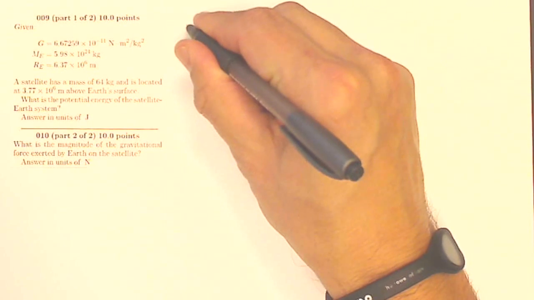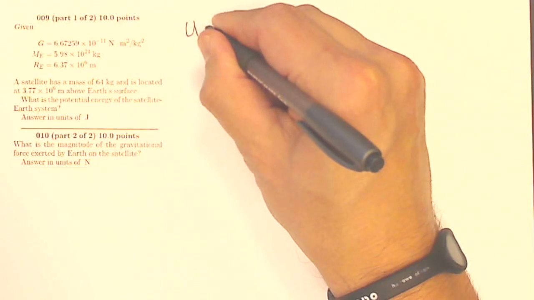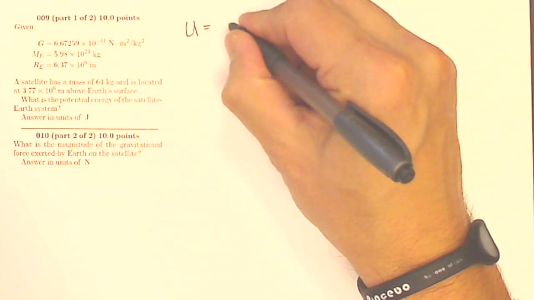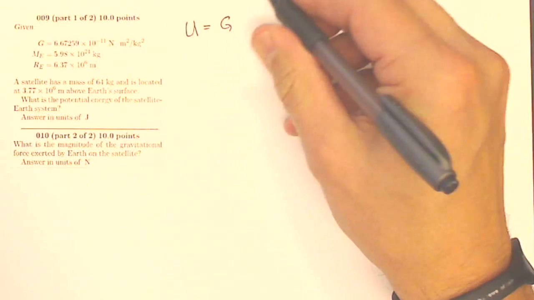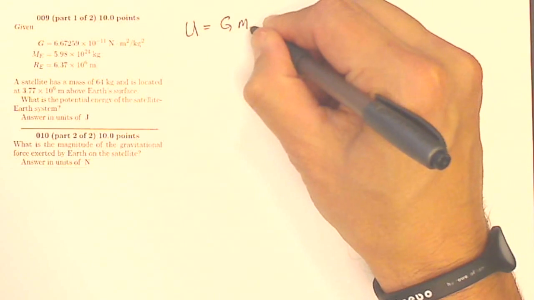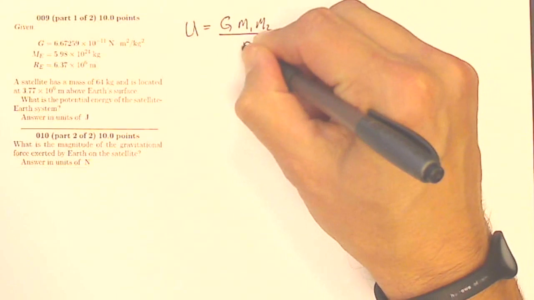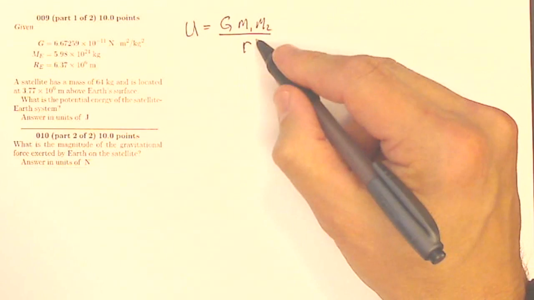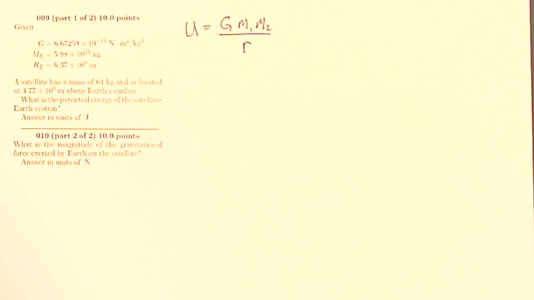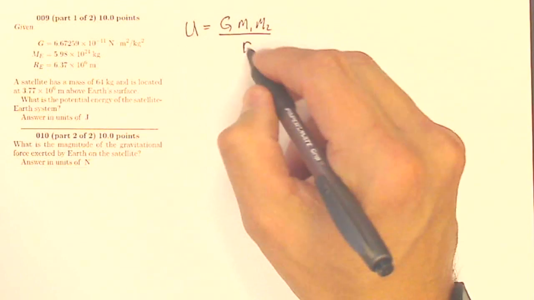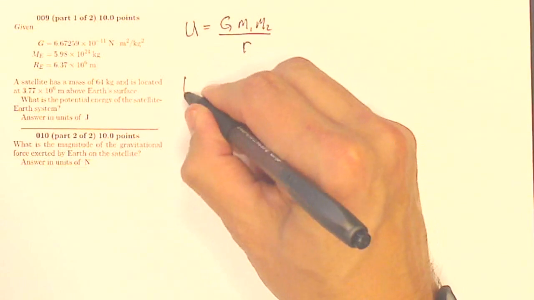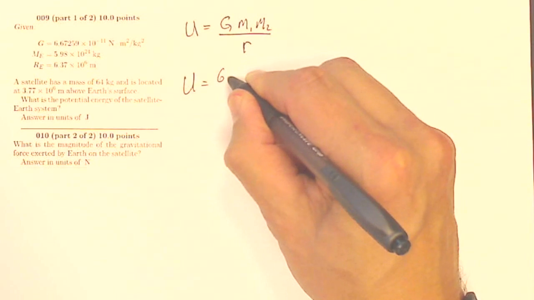Well, I know that the gravitational potential energy of two objects is going to be the universal gravitational constant times the first mass times the second mass divided by the radius, the distance between their centers. Now this isn't a squared, this is just the distance between their centers. So this is the difference between energy and force.